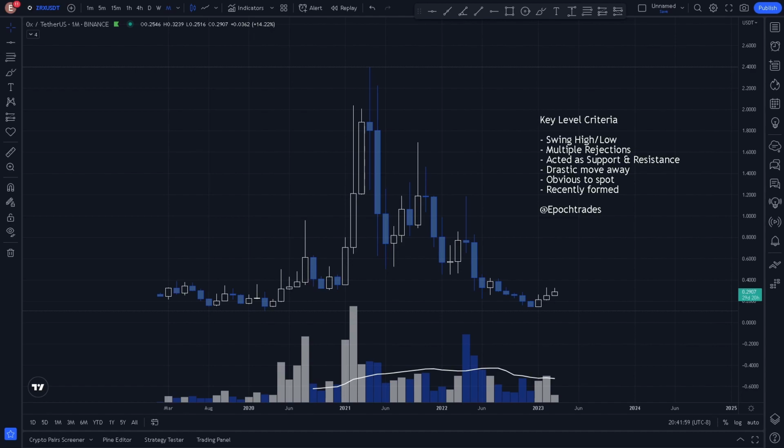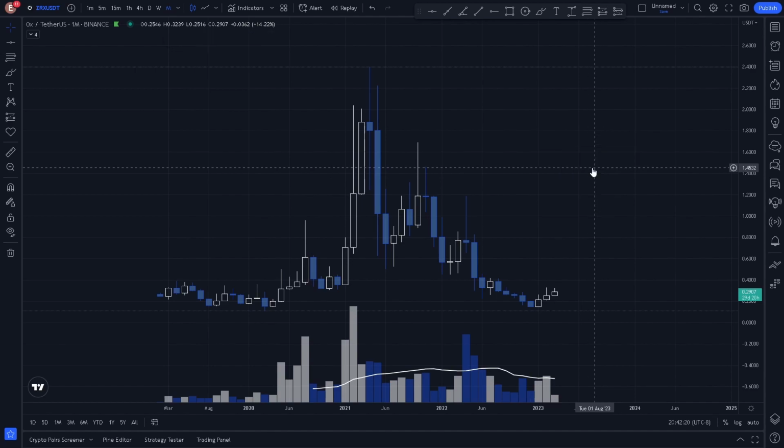Today we're going to be covering key levels on the monthly and weekly time frame for OX. So, as always, our key level criteria: we look for swing highs and swing lows, multiple rejections, acted as support and resistance, drastic moves away, obvious to spot, and recently formed. So, let's go ahead and hop right in.